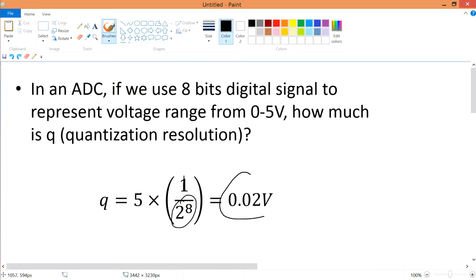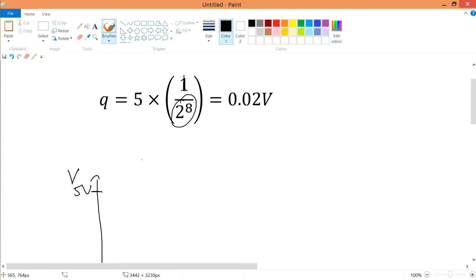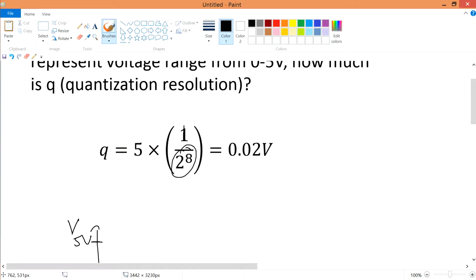So what does this mean, and what is the quantization resolution? To show you more graphically, I'll have time on the x-axis and voltage on the y-axis. This is 5 volt. If you remember, 2 to the power of 8 is actually 256. Or normally we write 256 minus 1, which is 255 values, because we start from 0 to 255.